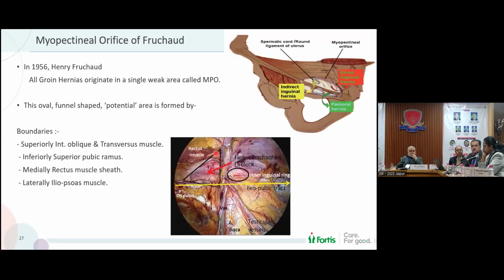And then there is the concept of the myopectineal orifice. Dr. Fruchaud came up with the concept that all groin hernias occur in a weak common area, the myopectineal orifice. Superiorly, it is formed by the internal oblique and transversus muscle. Inferiorly, the superior pubic ramus. Medially, the rectus muscle sheath, and laterally the iliopsoas muscle.